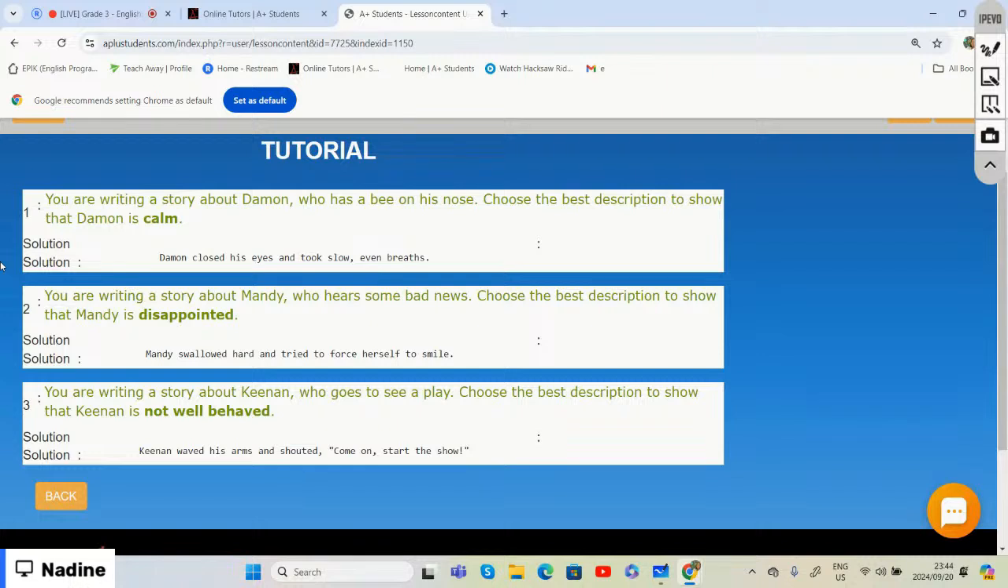All right. So if we look at that sentence specifically, right, it says, you are writing a story about Mandy who hears some bad news, right? So if she hears bad news, now she's forced to smile because she's disappointed, right?